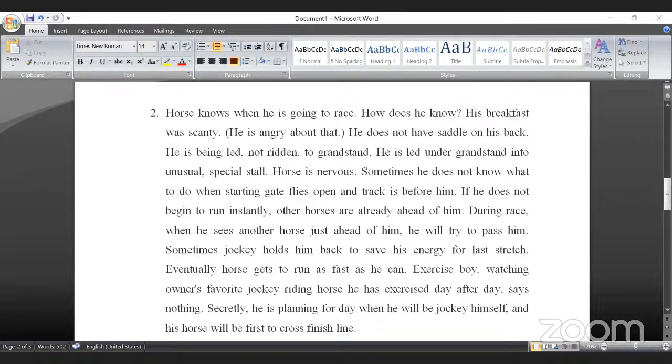He is led under the grandstand into an unusual special stall. Yes, ma'am. One more thing, isn't there will be, he is being led under the grandstand into an unusual special stall?